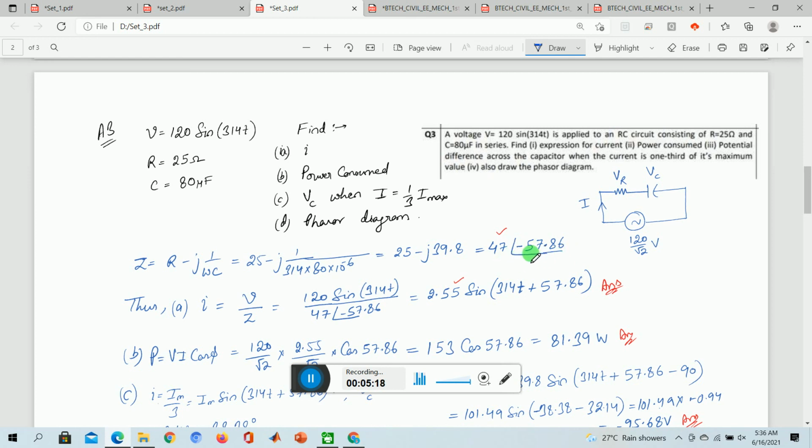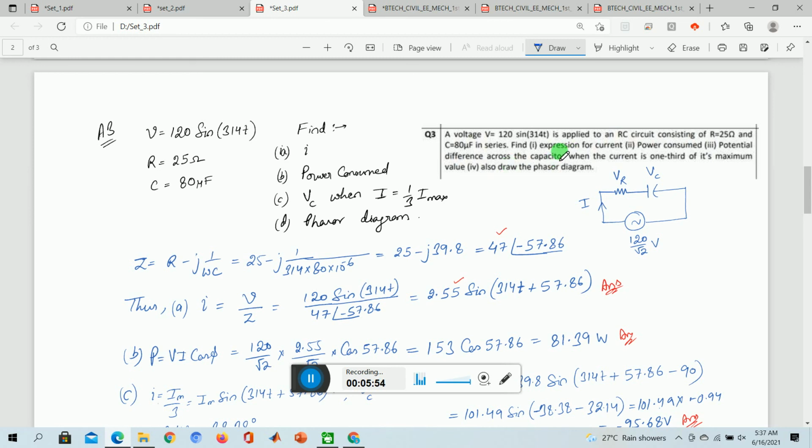This angle is negative. Now when I write small i, it is nothing but small v by z. We need not convert this peak value into RMS value or anything, just small v by z. The magnitude part will divide and we get 2.55. There is angle minus 57, and when it goes up it will obviously be plus 57. That is reflected in the equation with a plus sign here, 57.86. So we get the current equation. This is the current equation.